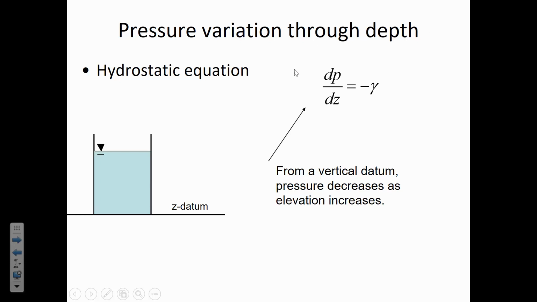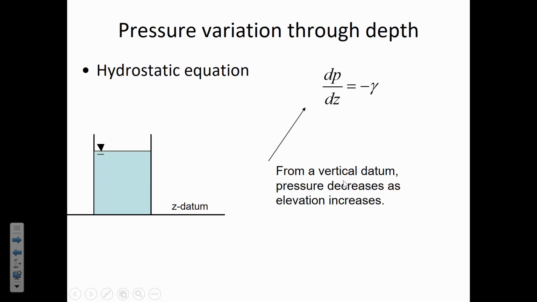Here's the hydrostatic equation, and what it says is that pressure changes as a function of depth. And it's an opposite relationship, so that if you go down through a liquid, meaning that the Z is decreasing, the pressure is increasing. And it does that at the rate of gamma.